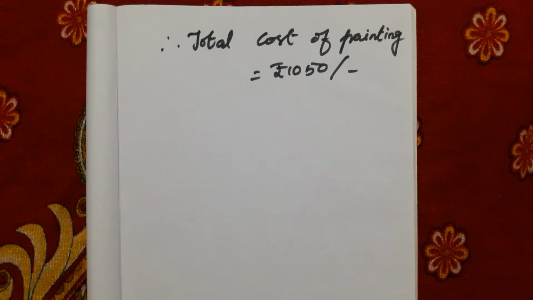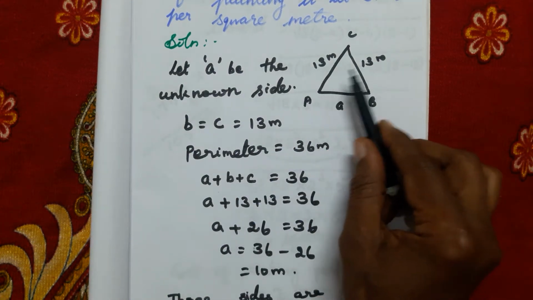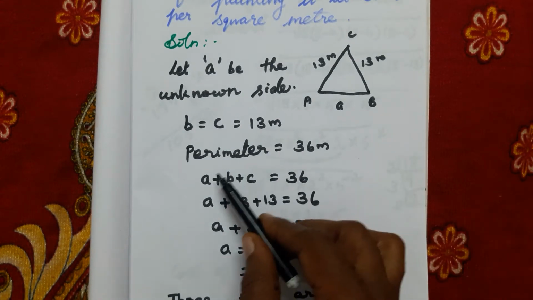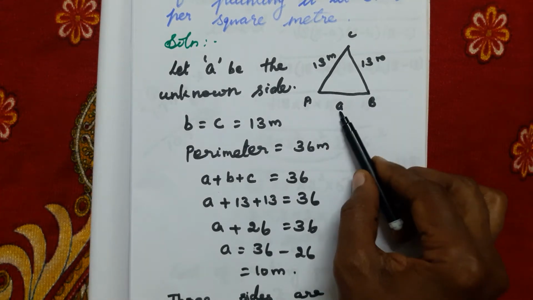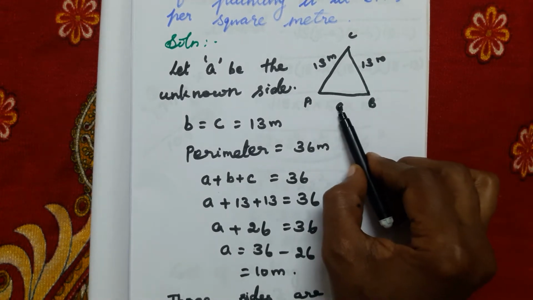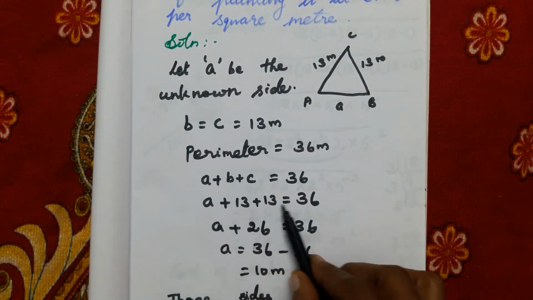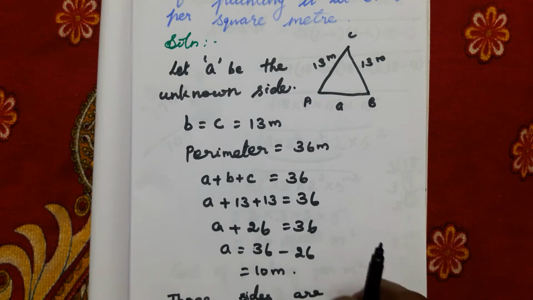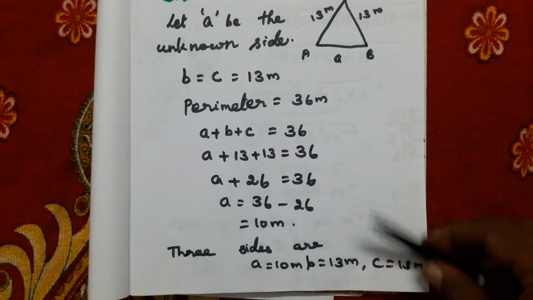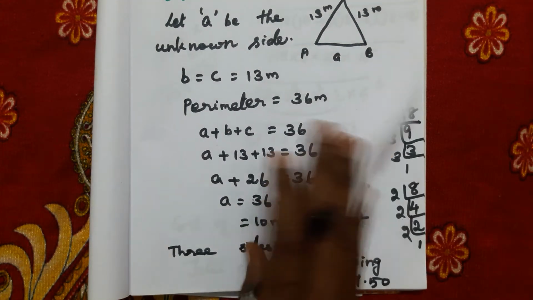The A value we have to find out first. A is the unknown side, B and C are given. B is equal to C is equal to 13 meter. Perimeter is also given, that is 36 meter. Perimeter means the distance around the figure, that is A plus B plus C is equal to 36. A plus 13 plus 13 is equal to 36. A plus 26 is equal to 36. A is equal to 36 minus 26, equal to 10 meter. Therefore, the three sides are A is equal to 10, B is equal to 13, C is equal to 13 meter.